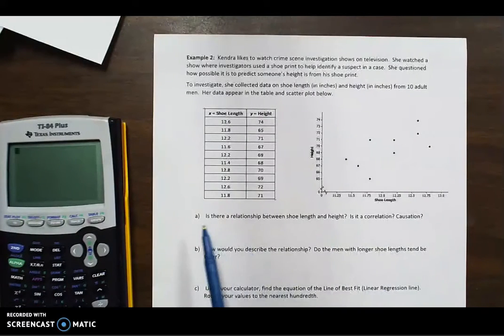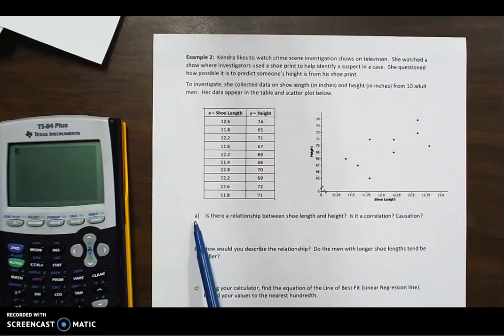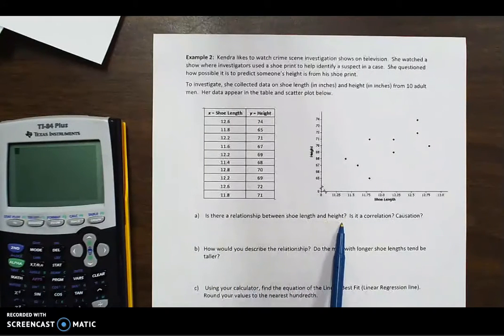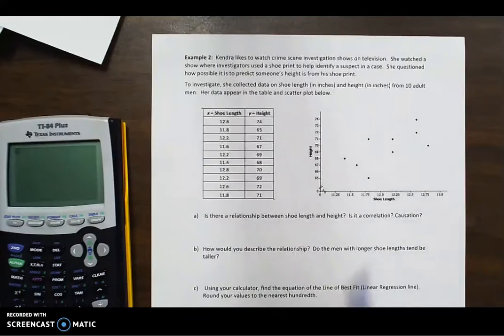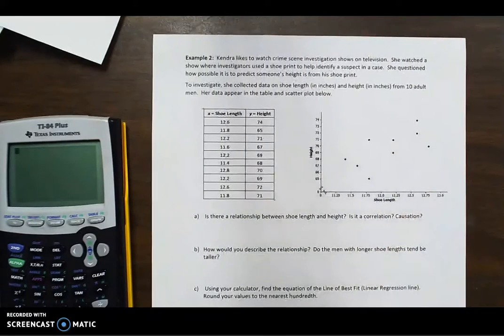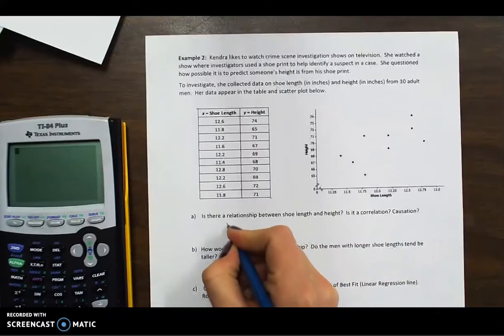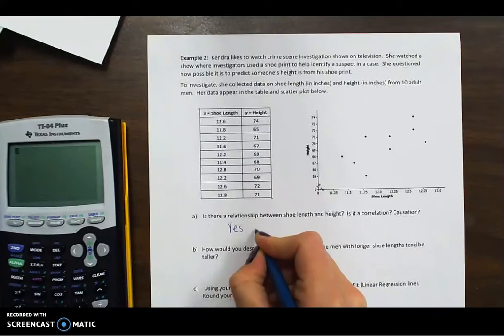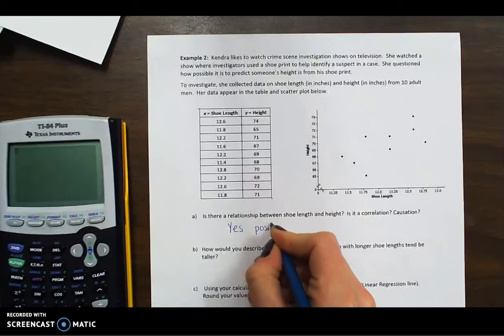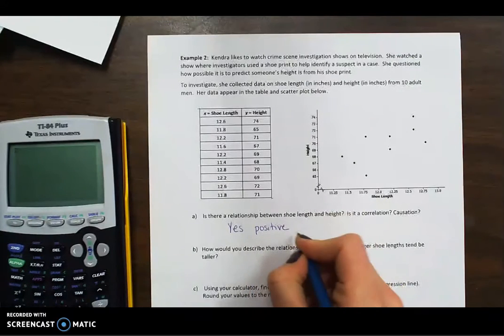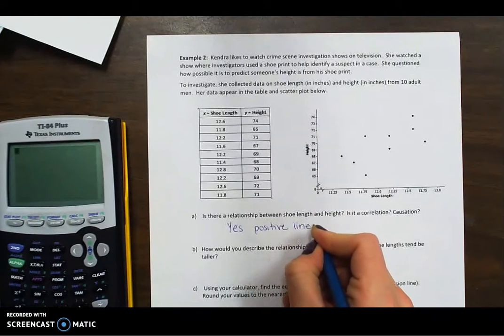So let's go ahead and answer our questions. Part A, is there a relationship between shoe length and height? Is it a correlation or a causation? Well, let's think about that for a minute. We already said it does appear that there is a line of best fit, so we're going to say yes. It appears that there is a positive linear correlation.